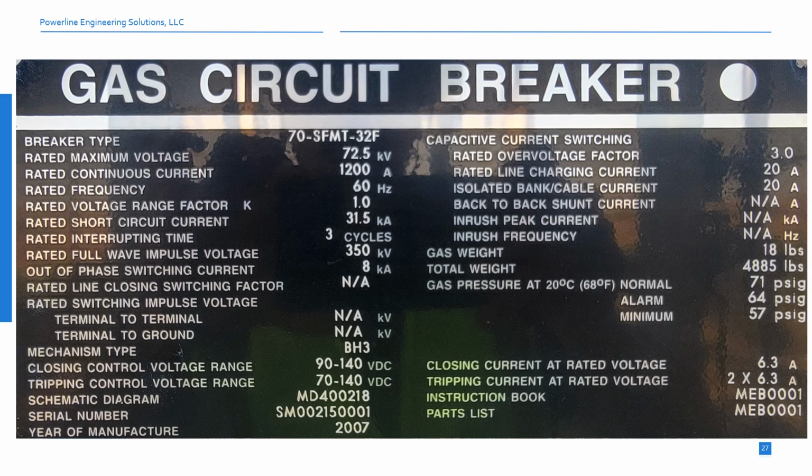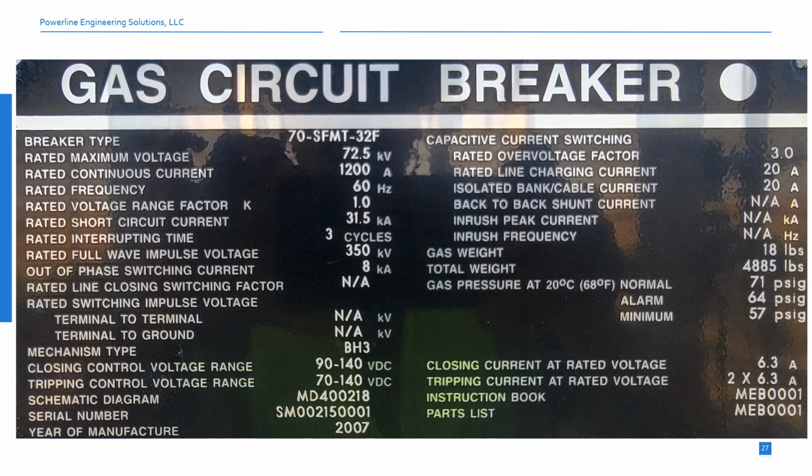Now let's look at the nameplate of a typical HV circuit breaker. In this case, it is an SF6 gas circuit breaker, which means that the interrupting medium of this equipment is SF6 gas. The 4 key items to look for are the rated maximum or line-to-line voltage, the rated continuous current, the rated frequency, and the rated short circuit current.